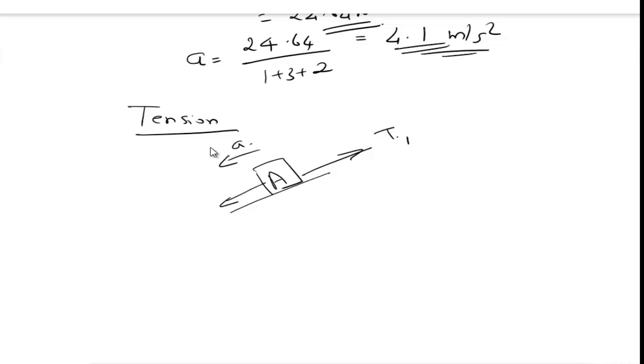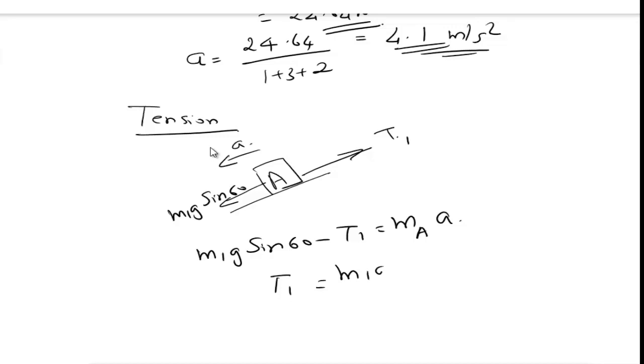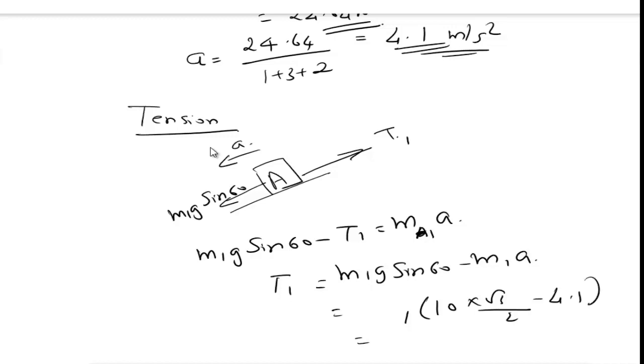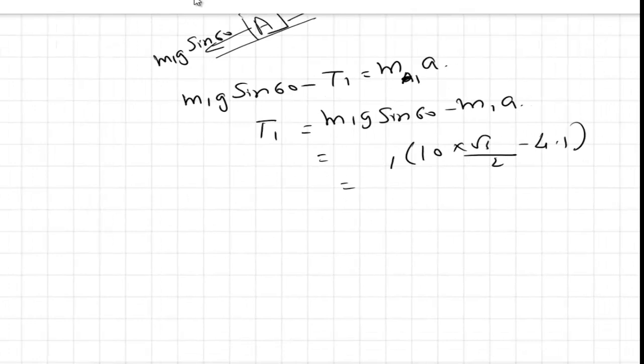Next, here T1 is the tension. How can I find out the T1? Here it is m1 g sin 60. We already told, right? m1 g sin 60 minus T1 equals mass of A into total acceleration. So here T1 equals m1 g sin 60 minus m1 a. What is m1 here? m1 is 1 into 10 sin 60 minus acceleration. We already got it as 4.1. You can solve this.